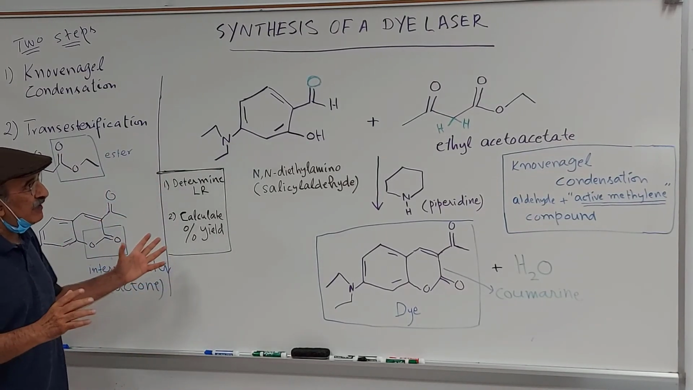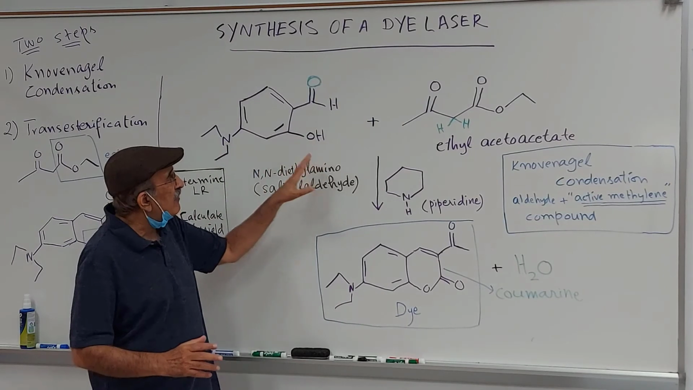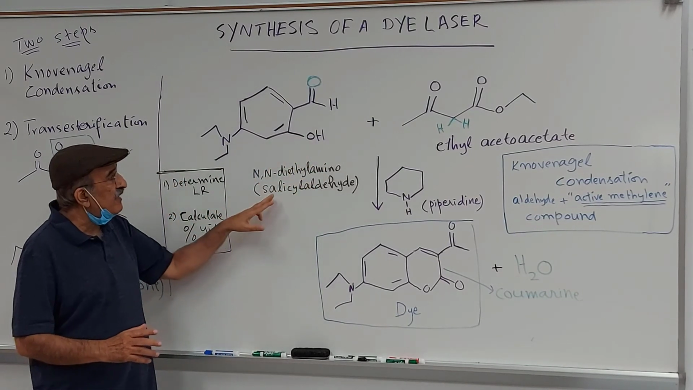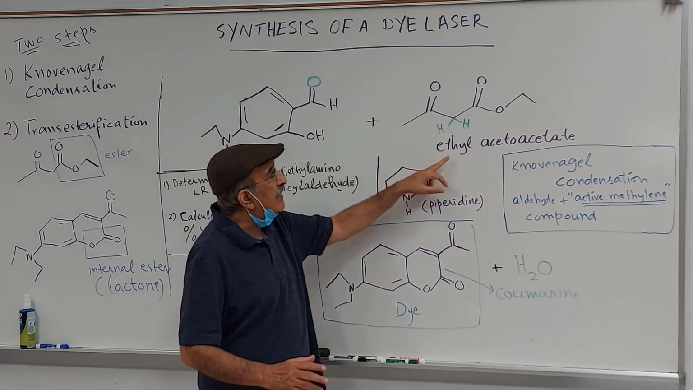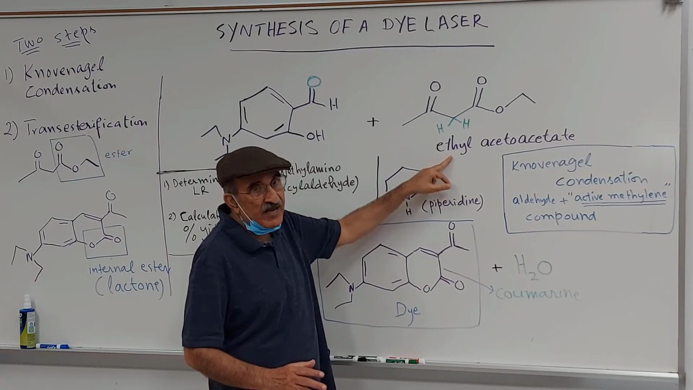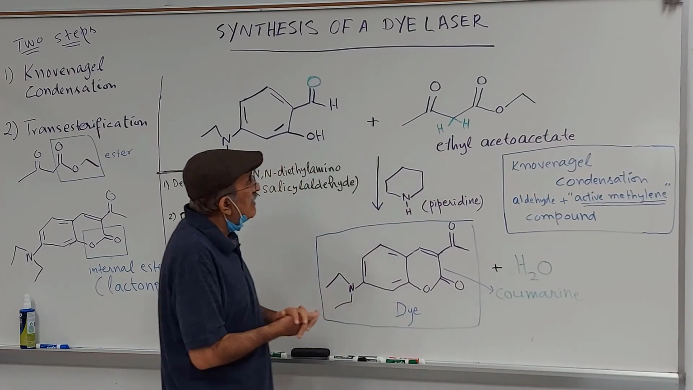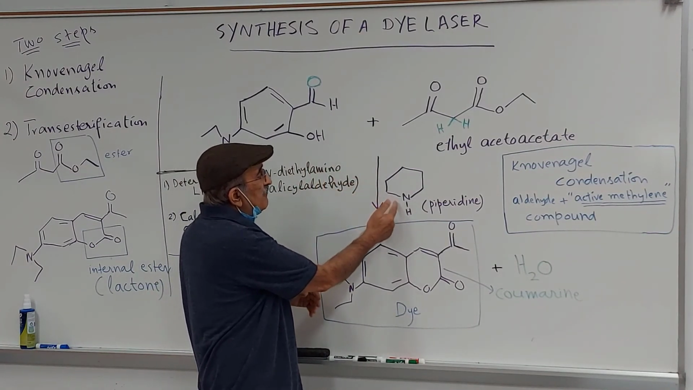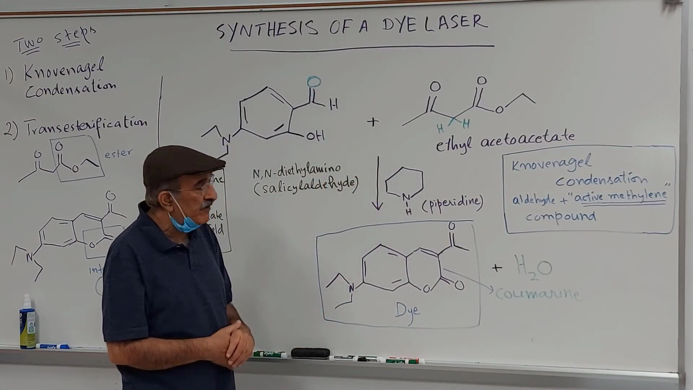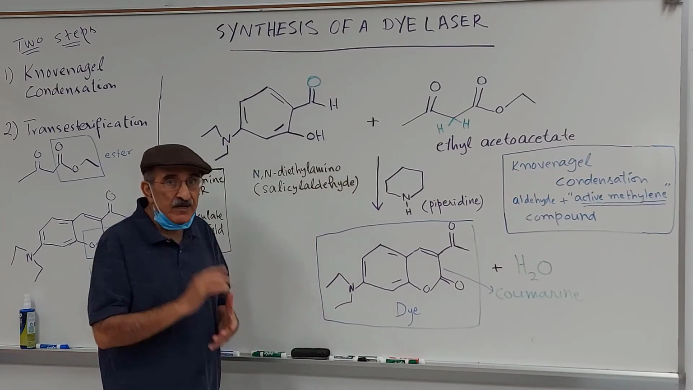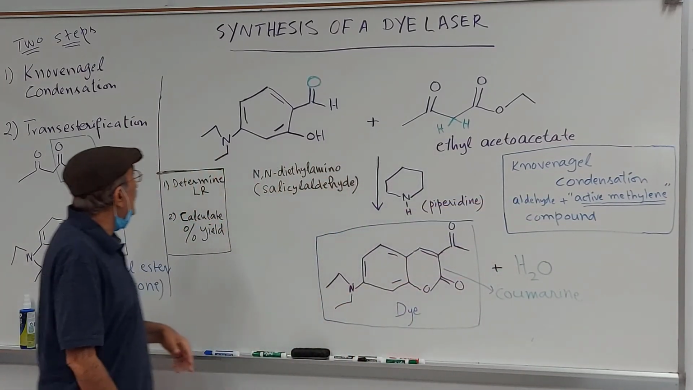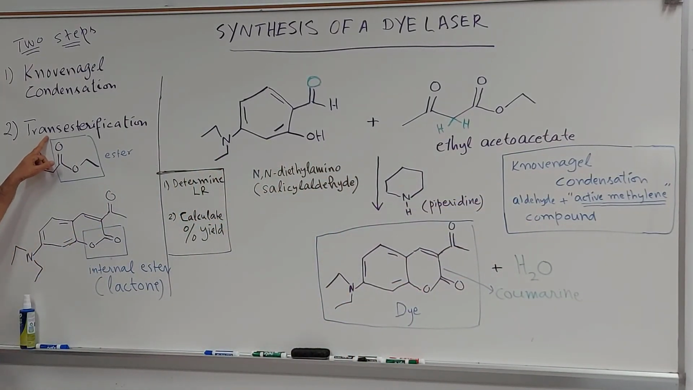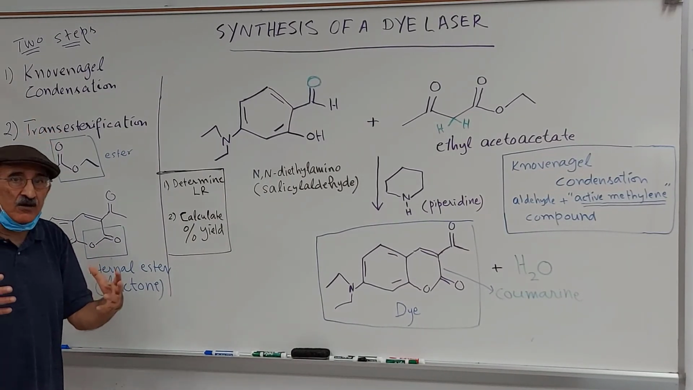In today's lab, there will be two reactants. One will be an aldehyde, specifically N,N-diethylamino salicylaldehyde, and the other reactant needed will be ethyl acetoacetate. When they are put together in the presence of a weak base like piperidine, a secondary amine, you get two reactions: a Knoevenagel condensation reaction and a trans-esterification reaction, and these two reactions occur in the same pot.